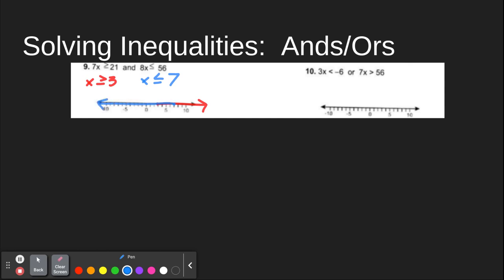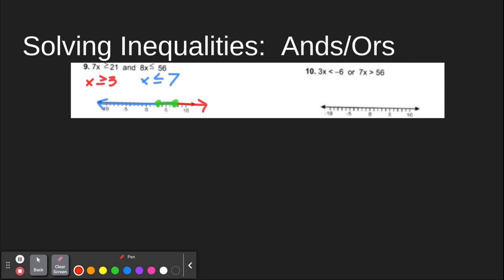But this doesn't mean every answer works. Remember, both of these conditions need to be satisfied. So the overall answer is the ones that are overlapping. This green area is the region that works because it's the only region where both of them are satisfied.